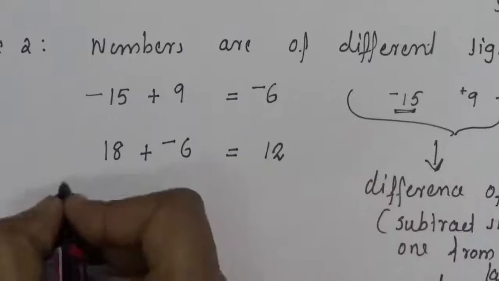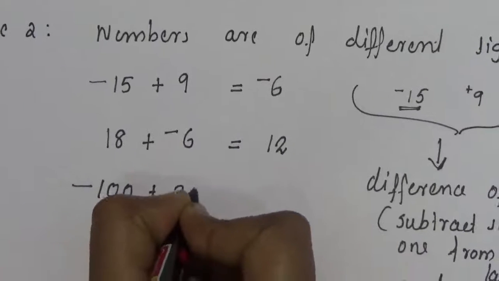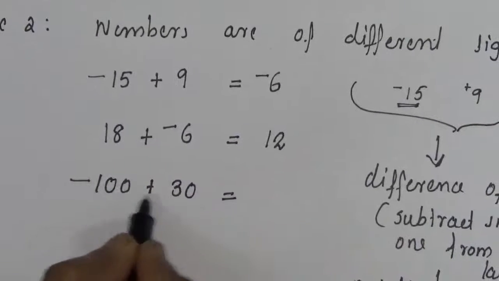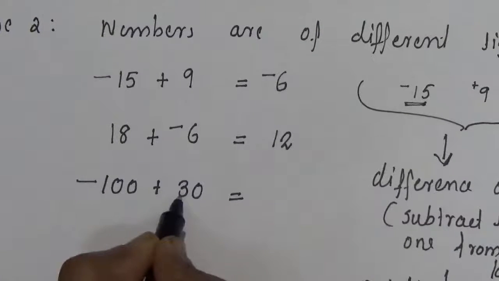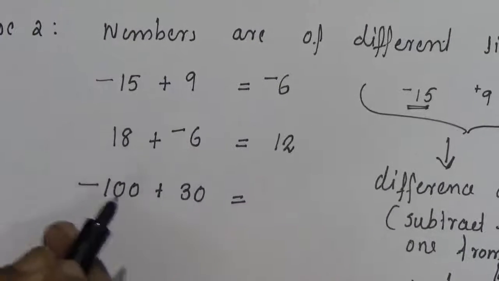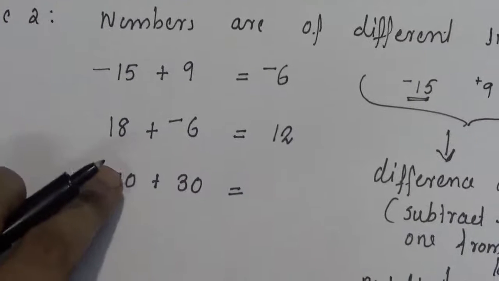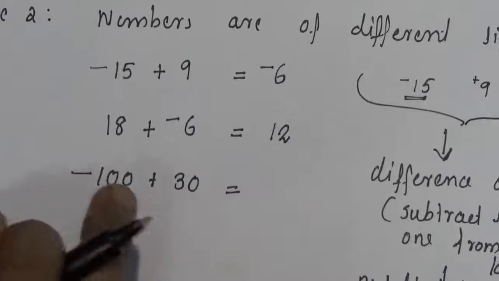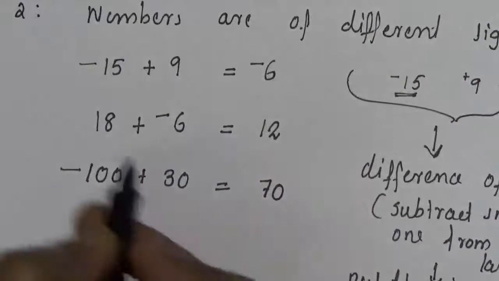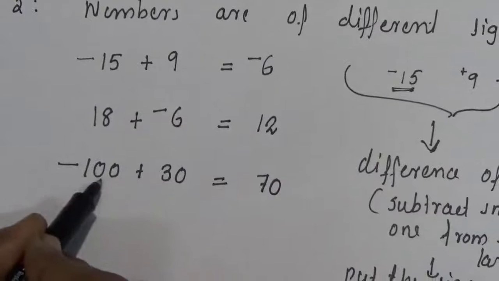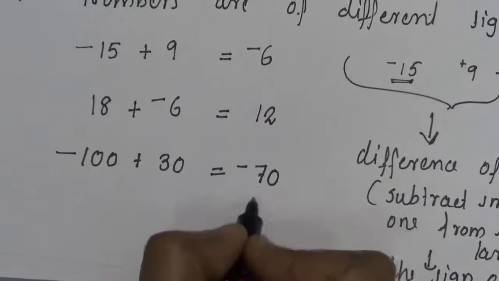One more example. Suppose you need to add minus 100 plus 30. So one is a negative number, the other one is a positive number. To find the sum of a negative number and a positive number, find the difference between those two numbers. The numbers without considering the signs are 100 and 30. The difference between those two numbers, that is subtracting the smallest from the largest, you will get 70. Okay, and the sign of the large number. The 100 is the large number here. So its sign is negative. So the answer will have the same sign. So the answer is minus 70.